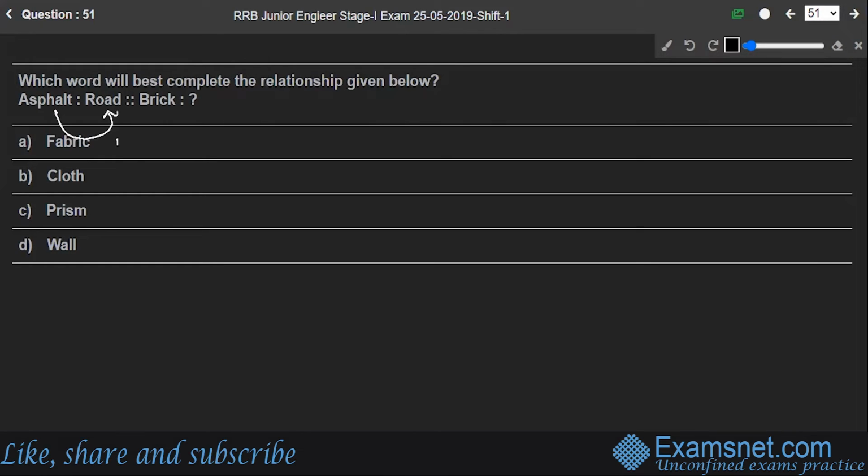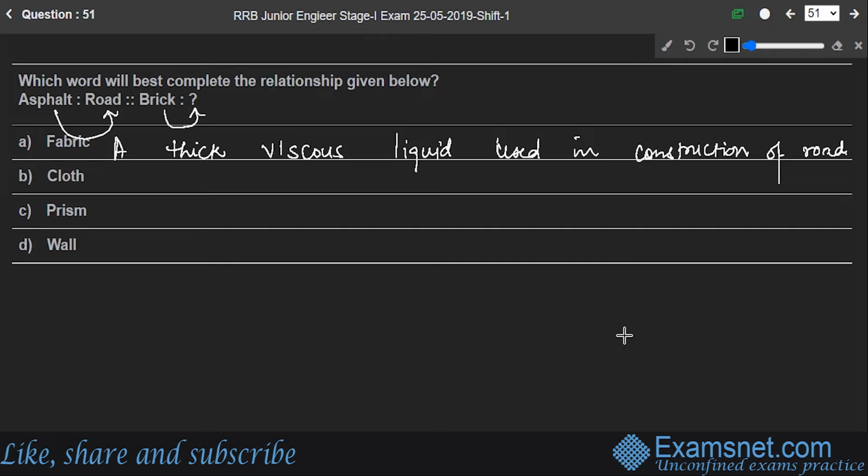This is a thick viscous liquid used in the construction of the roads. So similarly, bricks are used in the construction of fabric, cloth, prism? No, bricks are used in the construction of walls for sure. Right. Hope you got that.